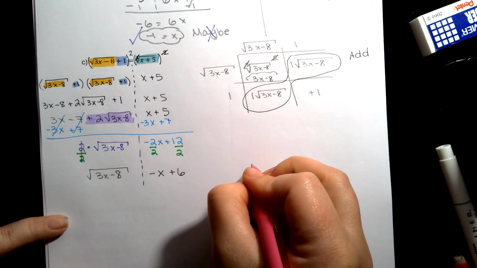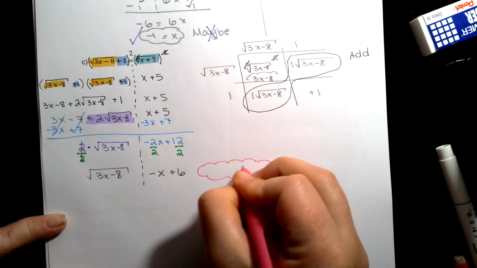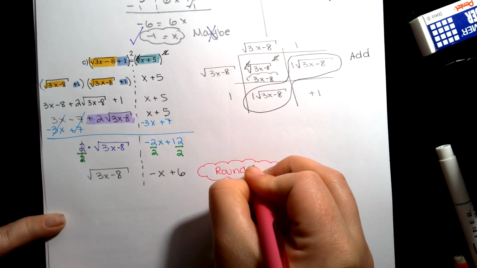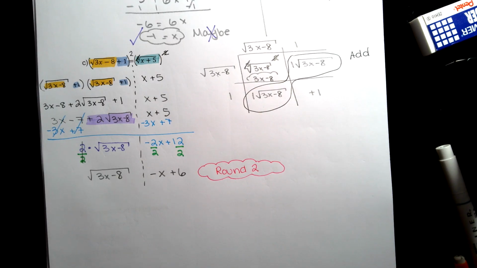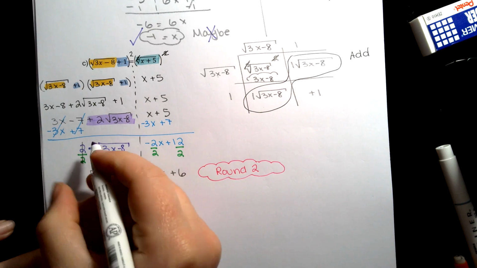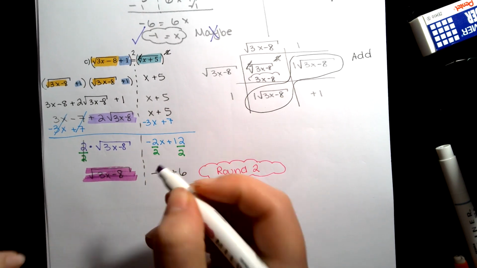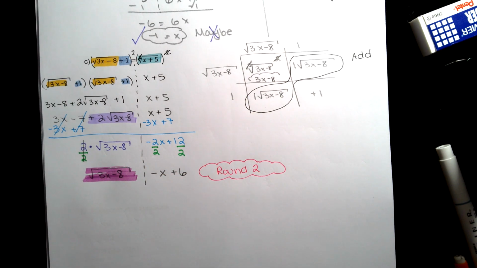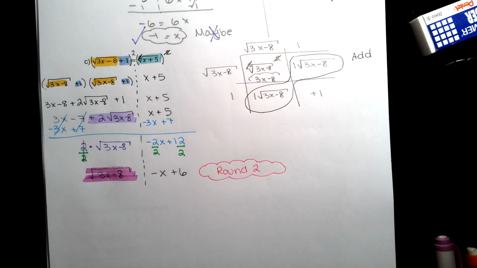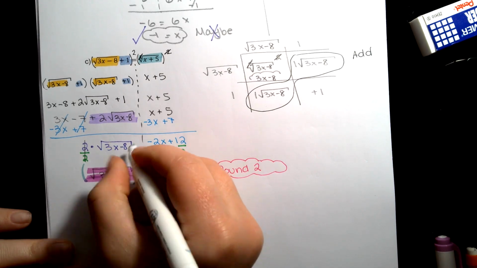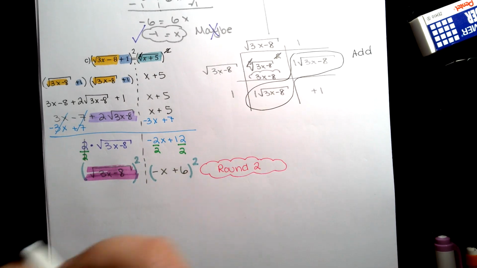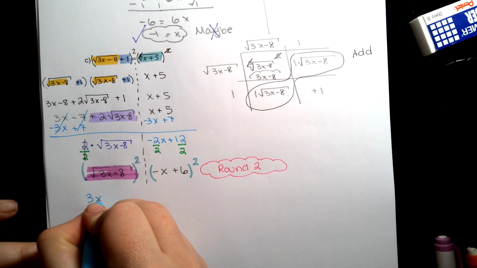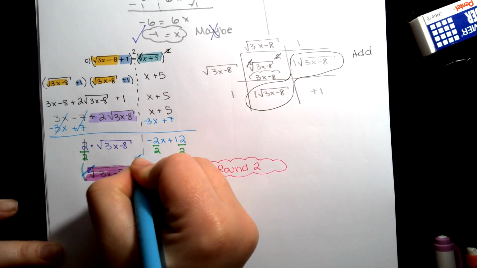This is where you're into round 2. Our goal is to remove the square root from our problem and solve for x. But right now we do have the square root of 3x minus 8 still. So we need to undo that by taking the index 2 and squaring both sides. So I'm going to square my left and my right-hand side. So on the left-hand side, this is a good thing. We end up having just 3x minus 8. Our index is 2. Our exponent is 2.